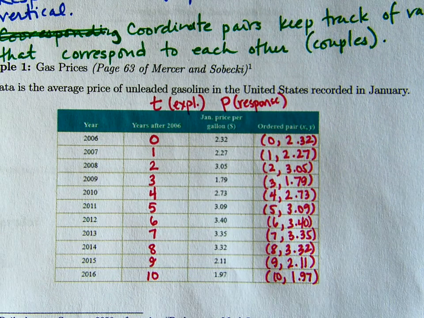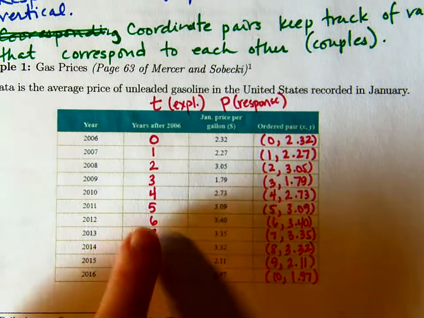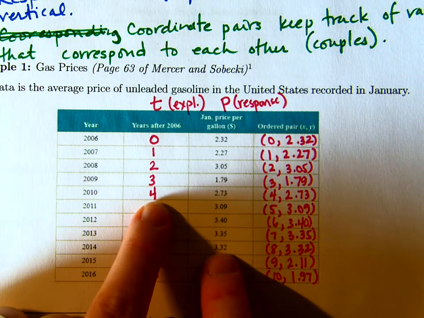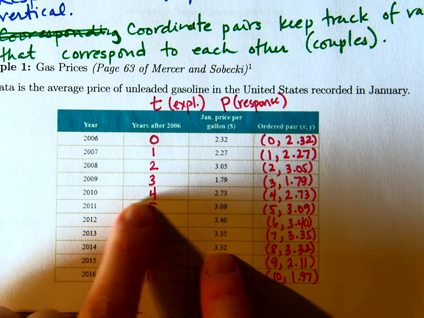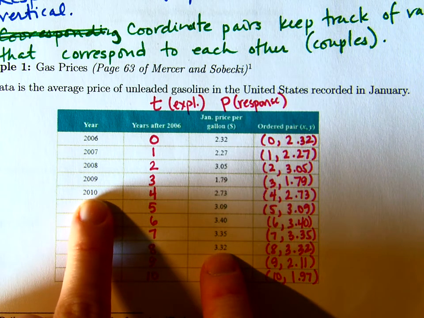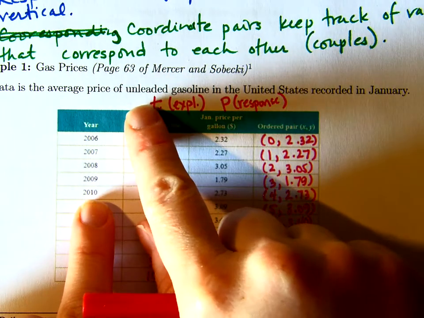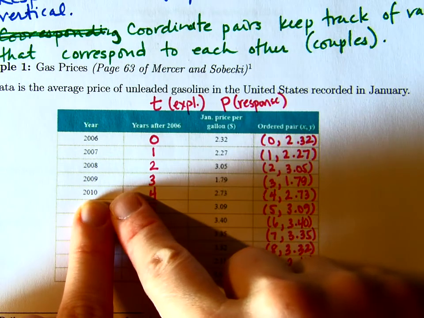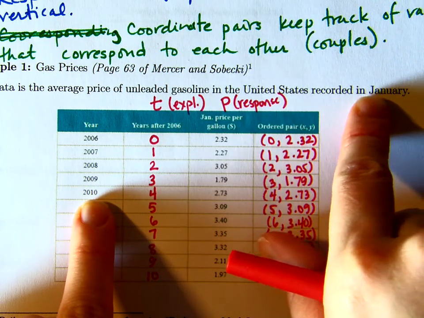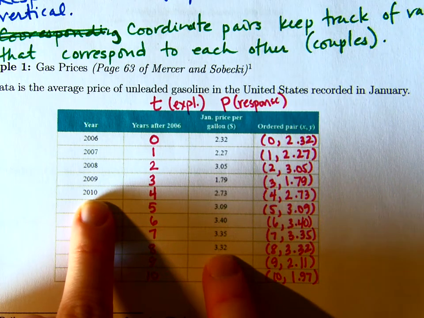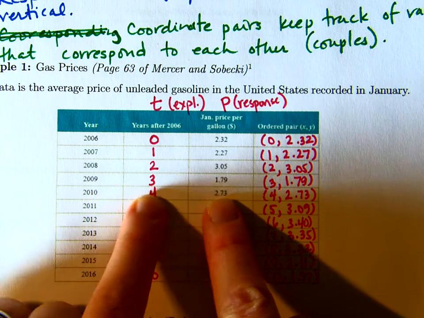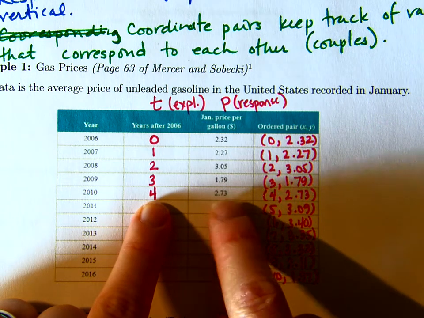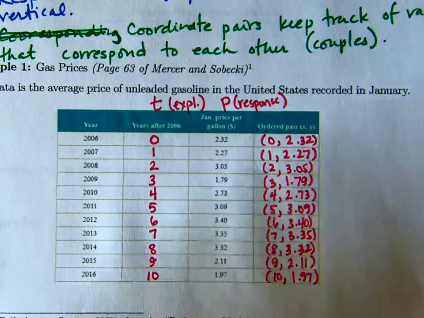Got it. Coordinate pairs. So I wouldn't write something like 4 with $3.32, because that would be interpreted as the average price of unleaded gasoline in 2010. Oh, here we go, there's the years. I was silly for saying that earlier. In 2010 in January it was not $3.32. It was this. So these really do correspond to each other like a couple. This one goes with this, and you belong to them. Okay?